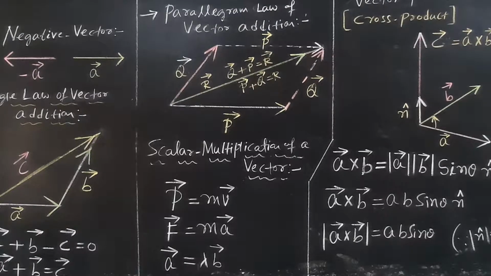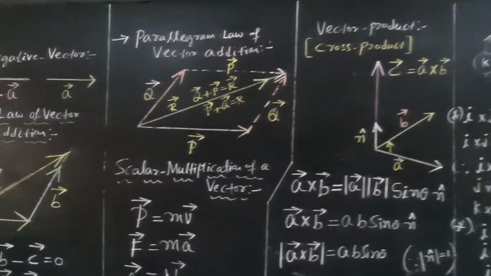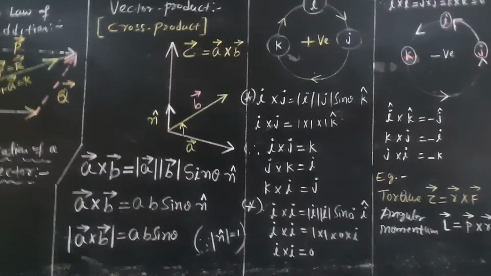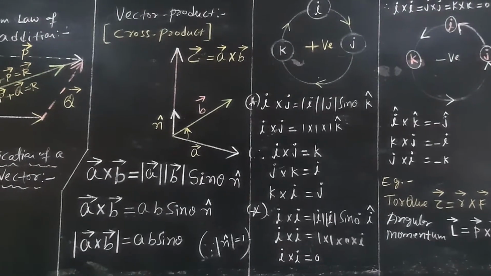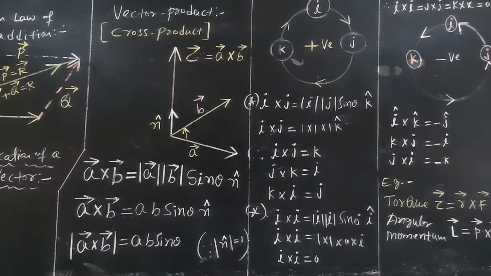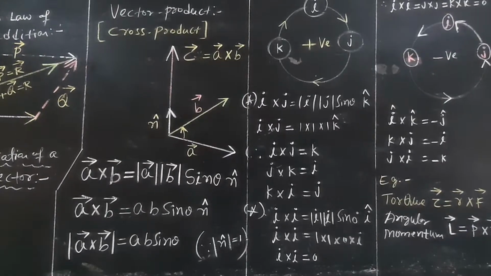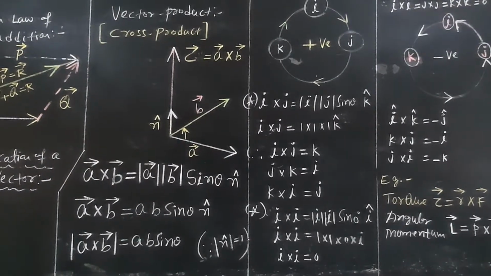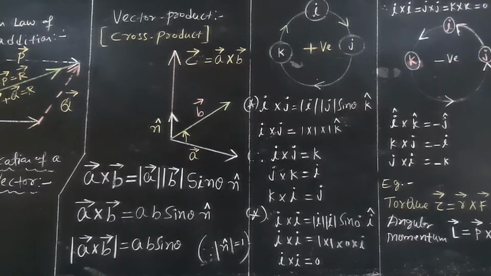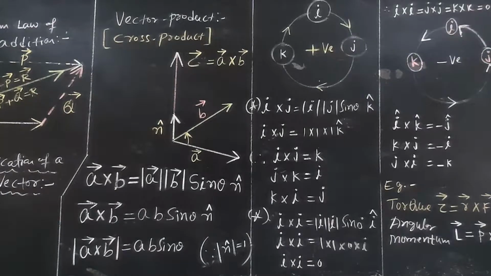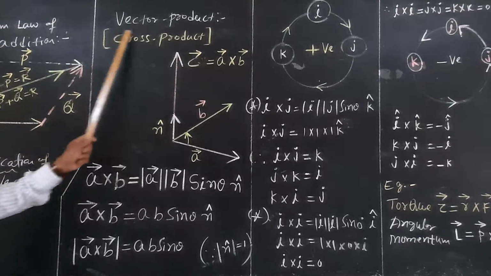So now we'll move on to the special operation, which is called the vector product. What do you mean by a vector product of two vectors? Cross product of two vectors. Very, very important. Cross product is very, very important. What do you mean by cross product or vector product?